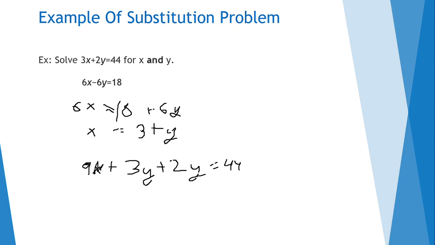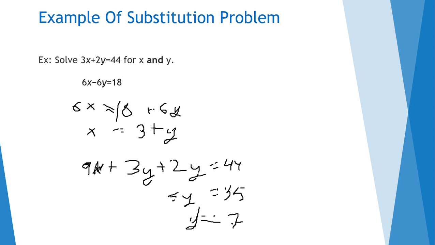And if I subtract this 9 from the other side, I'll get 35. So I'll have 5y equals 35. And then I'll just divide both sides by 5, and I should get y equals 7, which is what we saw in the graphing problem.